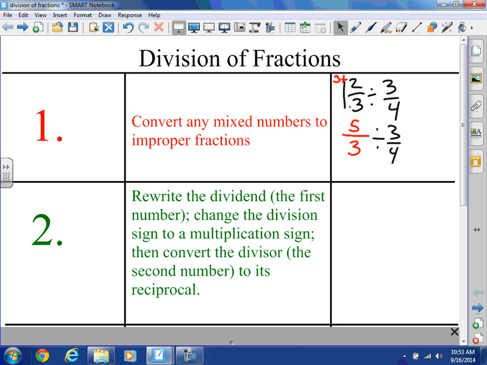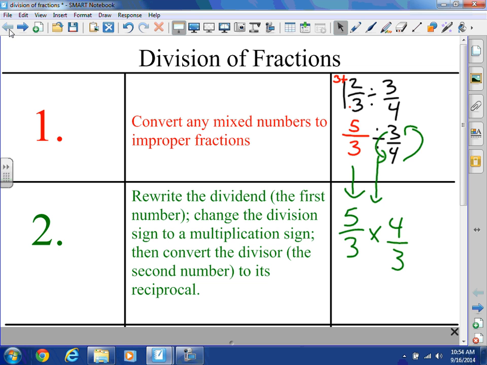So you're going to rewrite the dividend. The first number in a division problem is called the dividend. You're going to rewrite it. So here, I'm just going to take my 5/3 and I'm going to just write it. I'm then going to take my division sign and change it to multiplication. And then I'm going to use the reciprocal, which I just take my 3/4 and flip it upside down. So the numerator becomes the denominator and the denominator becomes the numerator. So the 4 goes on top, and the 3 goes on the bottom.